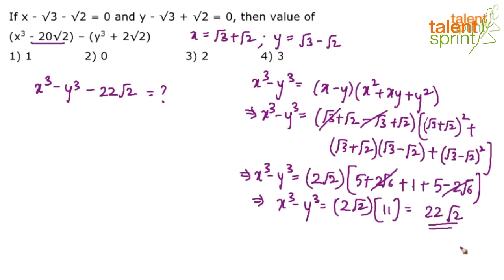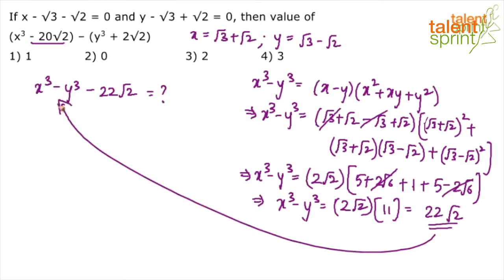So this is the most important part. Now we have got that x cube minus y cube equals 22 root 2. Substitute this here. So what do we get? 22 root 2 minus 22 root 2 equals 0. So that's your answer, option 2.